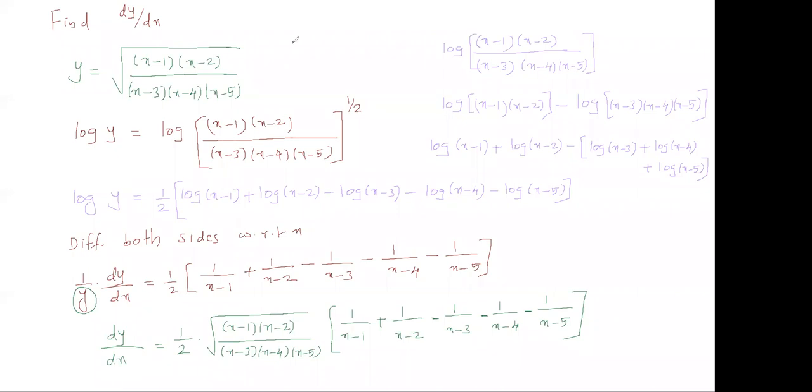Now we'll go to the next question. y is equal to x to the power x minus 2 to the power sin x. The general mistake students will make in this type of question is that they will directly take the logarithm. So log y equals log of x to the power x minus 2 to the power sin x. Then they will write log y is equal to log x to the power x minus log 2 to the power sin x.